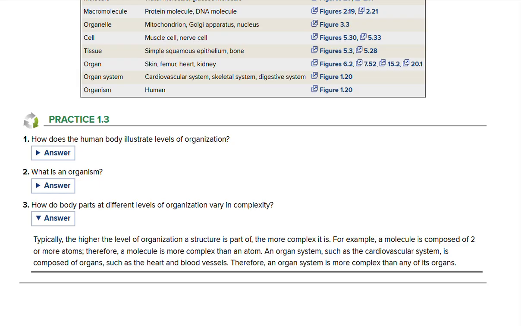How do body parts at different levels of organization vary in complexity? Answer. Typically, the higher the level of organization a structure is part of, the more complex it is. For example, a molecule is composed of 2 or more atoms, therefore, a molecule is more complex than an atom. An organ system, such as the cardiovascular system, is composed of organs, such as the heart and blood vessels. Therefore, an organ system is more complex than any of its organs.